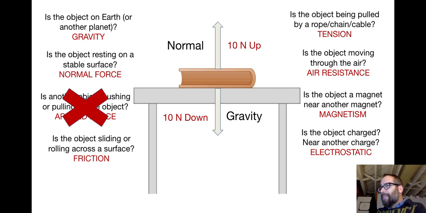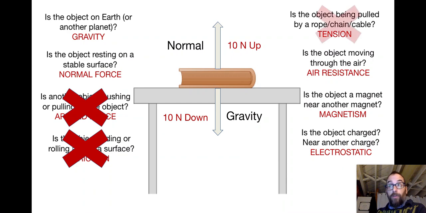Is the object sliding or rolling across the surface? No, it's not. Now, if there was a force acting horizontally, left to right on this book, but not moving the book, there'd be static friction, but there's no rolling or sliding friction happening here. Is the object being pulled by a rope, chain, or cable? No, it's not, so there's no tension force.